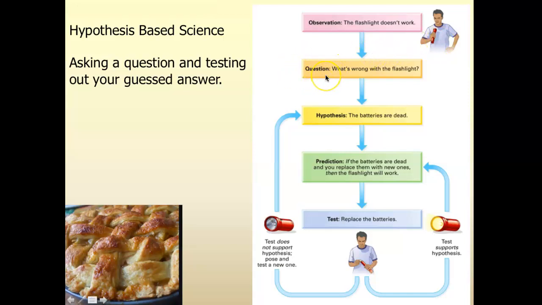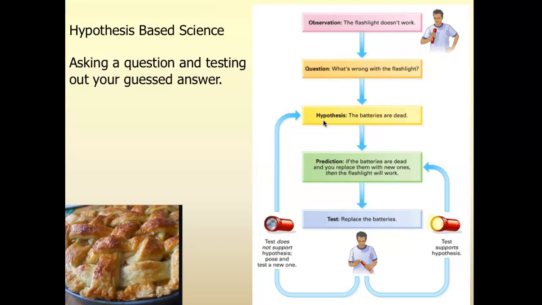So that's your question. And then you form a hypothesis. All a hypothesis is is a guessed answer, right? So in your notes, I have a different example. I have pie crusts. Your observation in life is that some pie crusts are flakier than others. And then your question is, well, what ingredient in pie crust can cause the difference in flakiness? And then your hypothesis is just your attempt to answer that question, right?